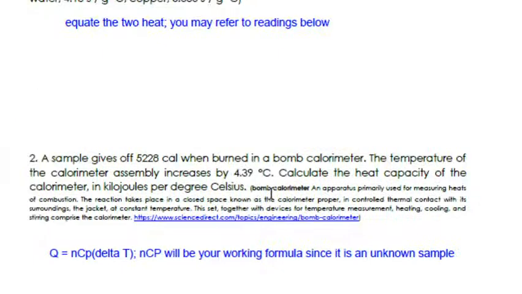Then, number 2, since you don't know the sample here or the substance being studied, your answer will be in reference to n is equal to Cp. So this will be your formula. The Q is equal to n Cp delta T, and your answer will be based on number of moles.